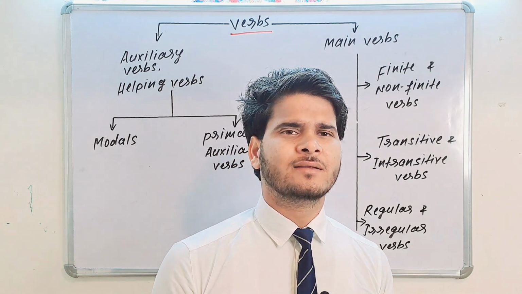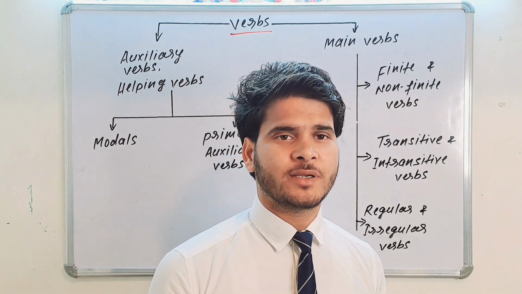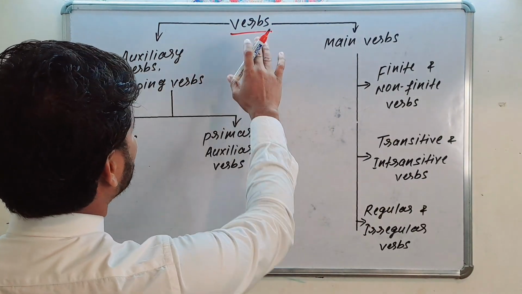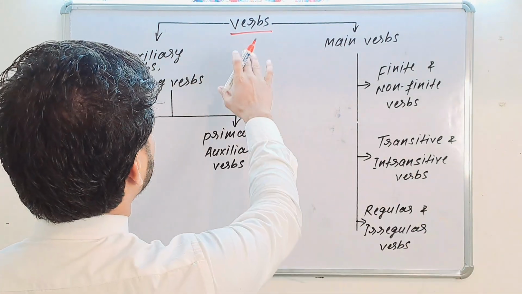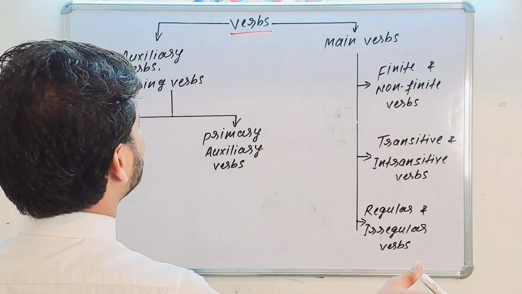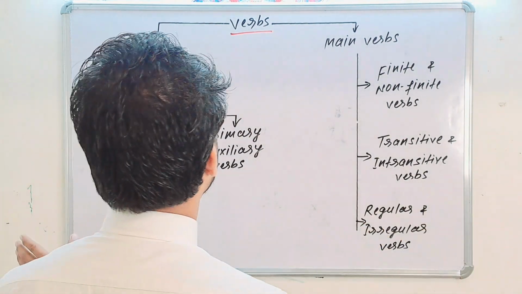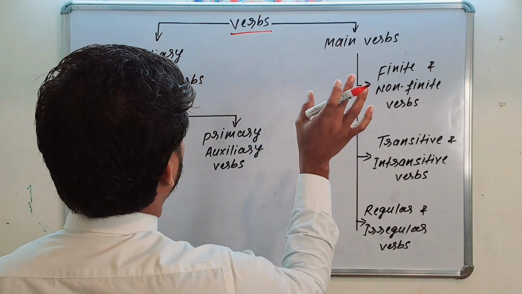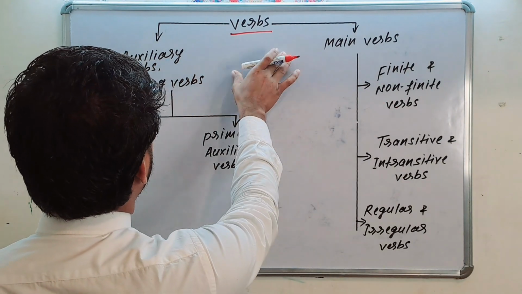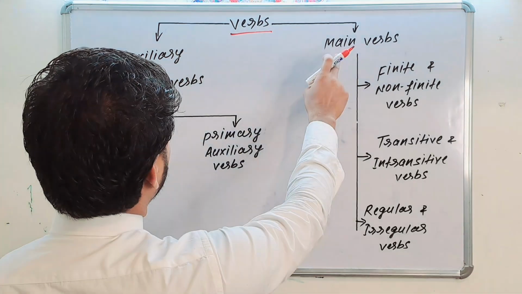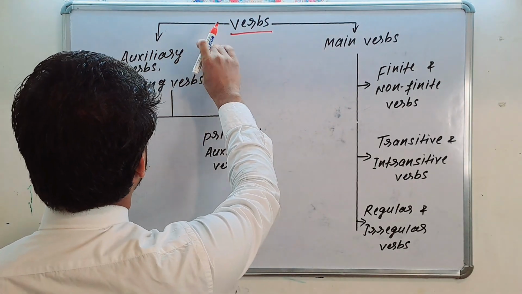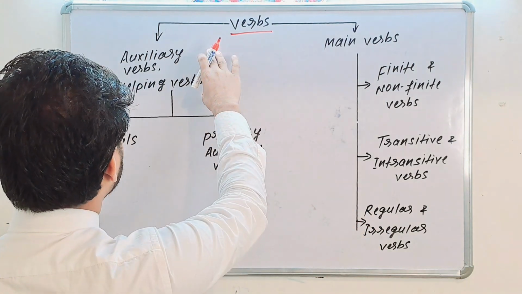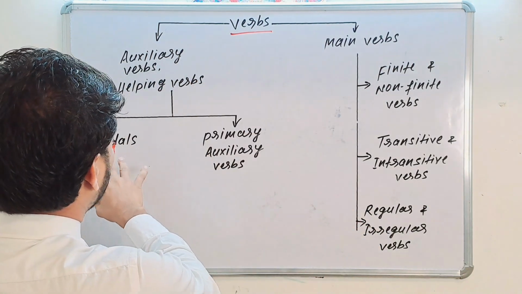Here, understand again, I am going to repeat all that I taught you. Verbs: an action word, a doing word in a sentence, is known as a verb. There are two types of verbs: auxiliary verbs and main verbs. Auxiliary verbs are also known as helping verbs. Got that? And auxiliary verbs are further divided into two parts.